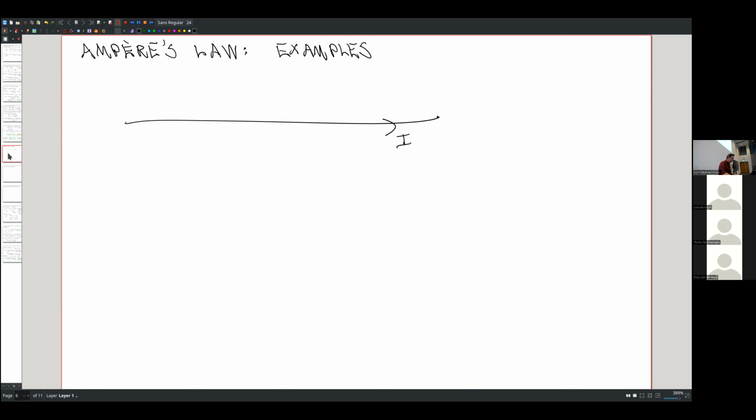And if I think of my right-hand rule on this wire here, then my distance-dependent magnetic field can only be in the circumferential direction.